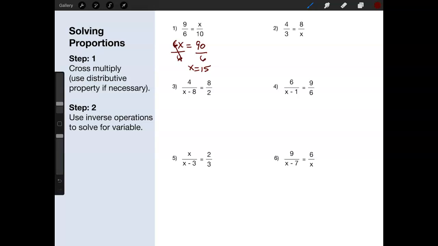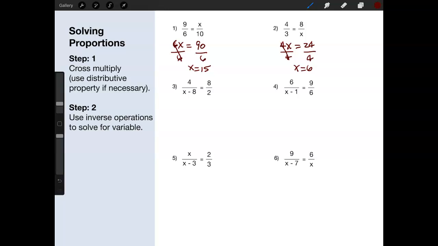For example number 2, we have 4 over 3 equals 8 over x. Again, we cross multiply. For x equals 8 times 3, which is 24. We divide both sides by 4, and we arrive at an answer of x equals 6. I always try to keep the variables on the left side of the equation because I always like to solve for x equals whatever. So let's look at example number 3.